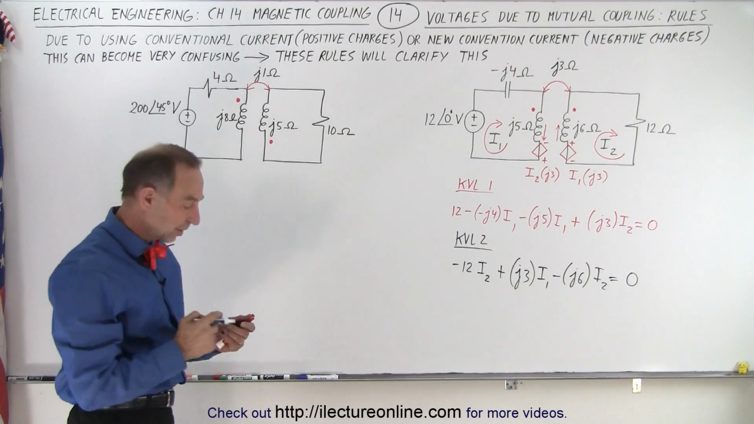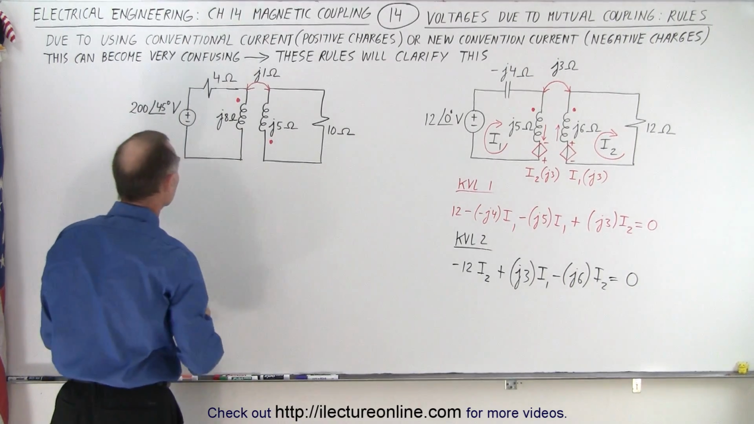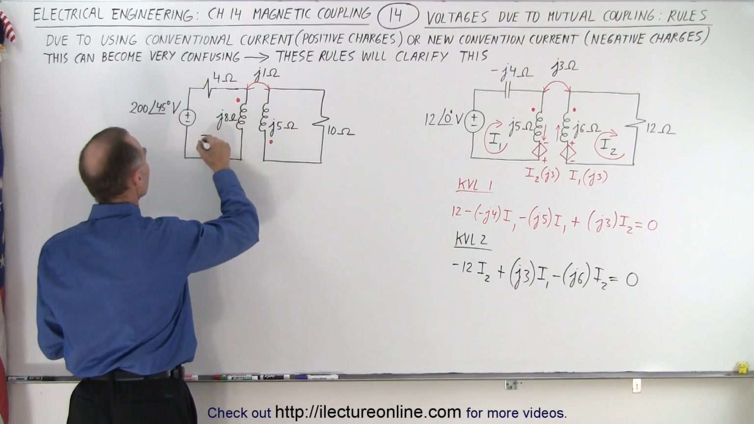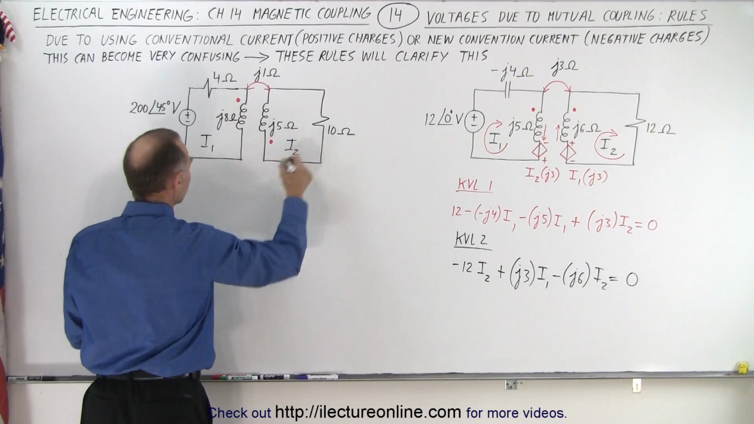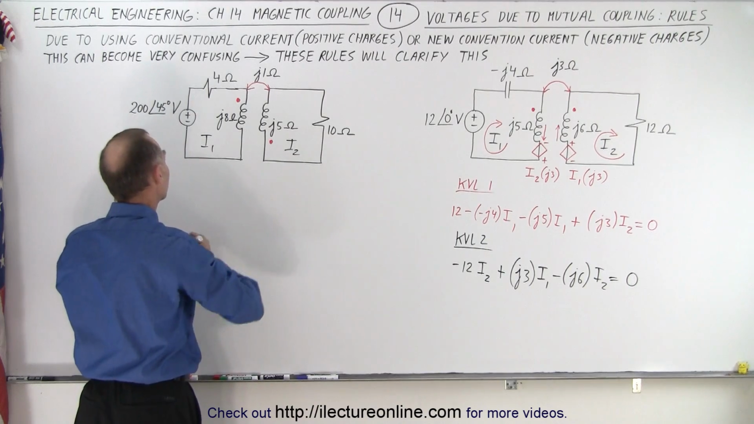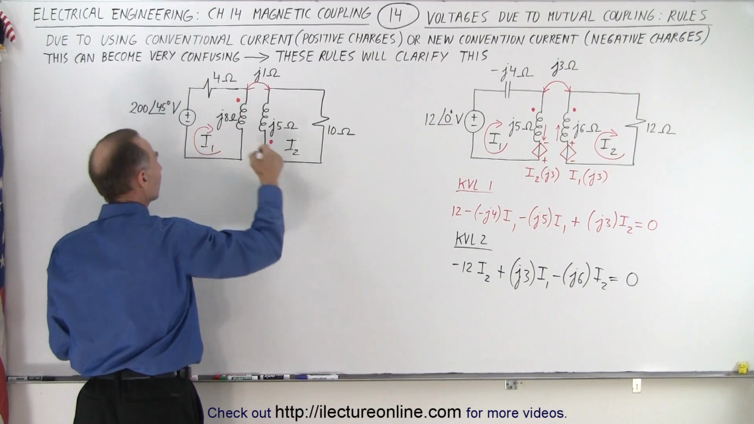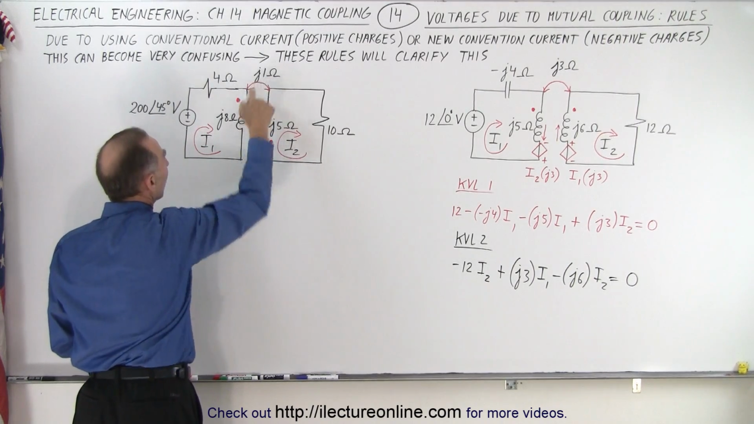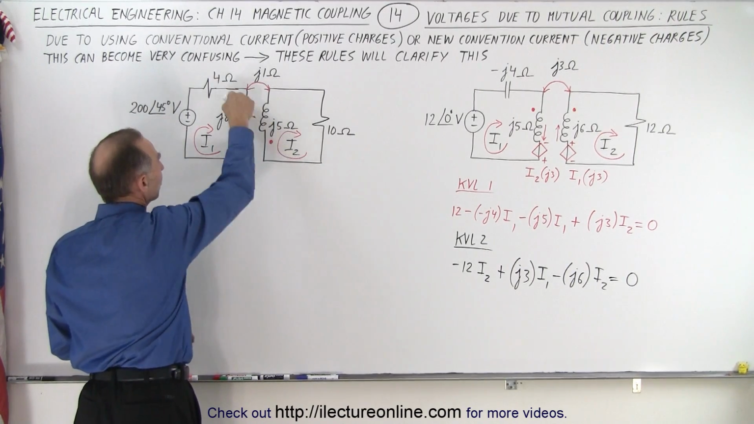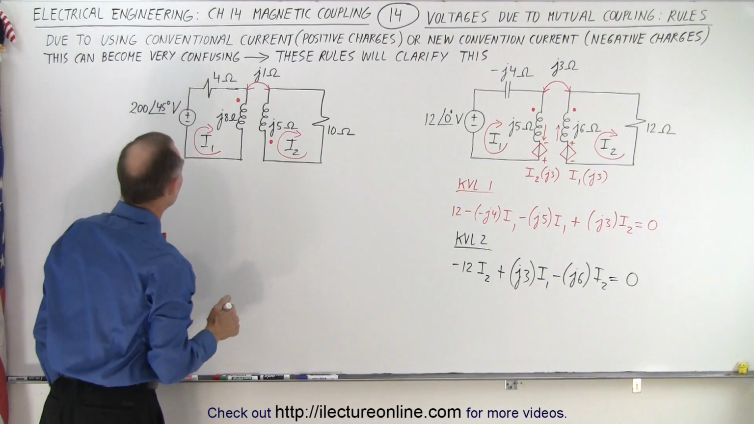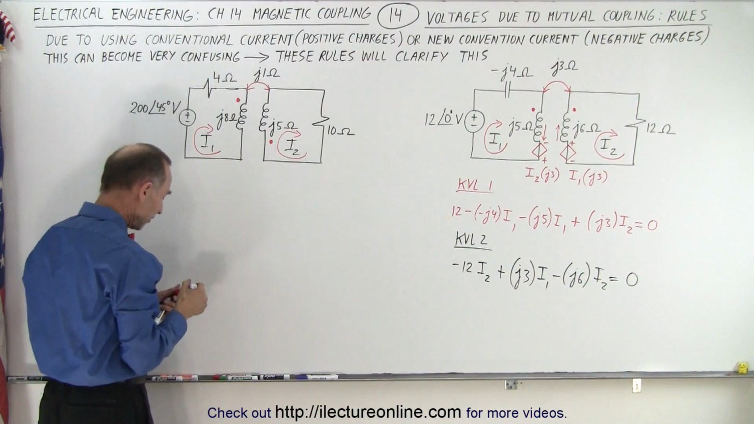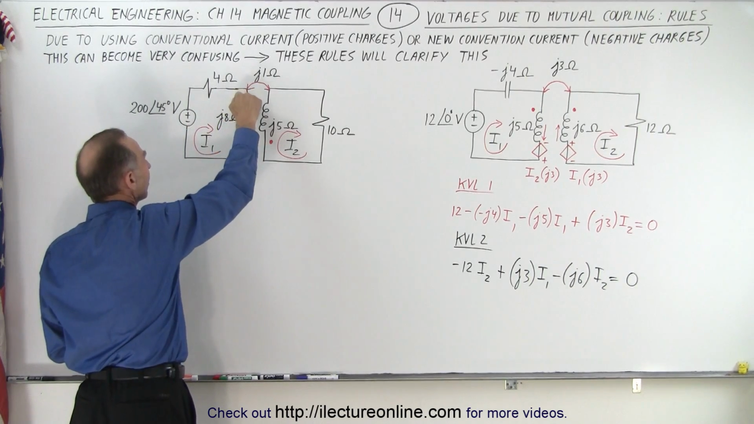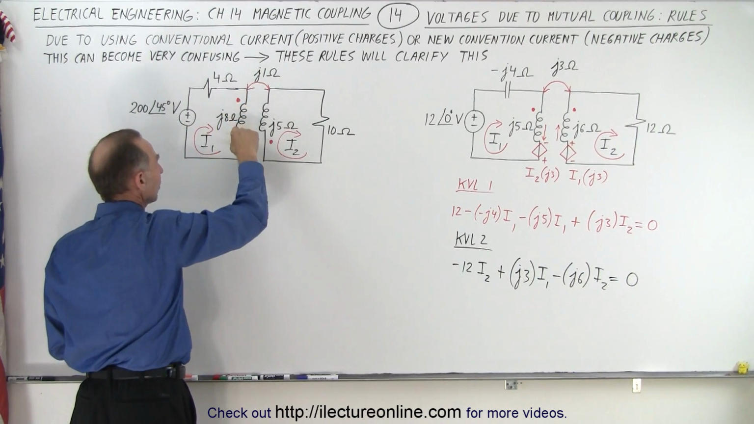All right, let's do the same on this side. I should mark the currents. So we have I1, we have I2, and let's go clockwise, like this, and like this. We have a mutual inductance of j1 ohm. Notice now we have opposite polarities on the inductors. Okay, so first we need to find the direction of the current. The current goes around like this, from this end of the inductor to this end of the inductor.